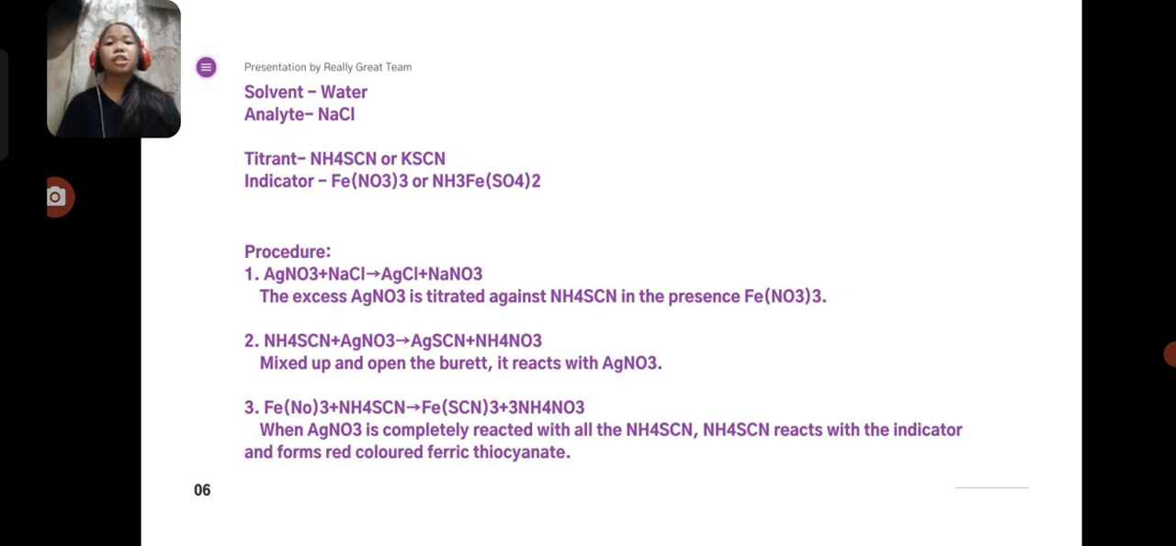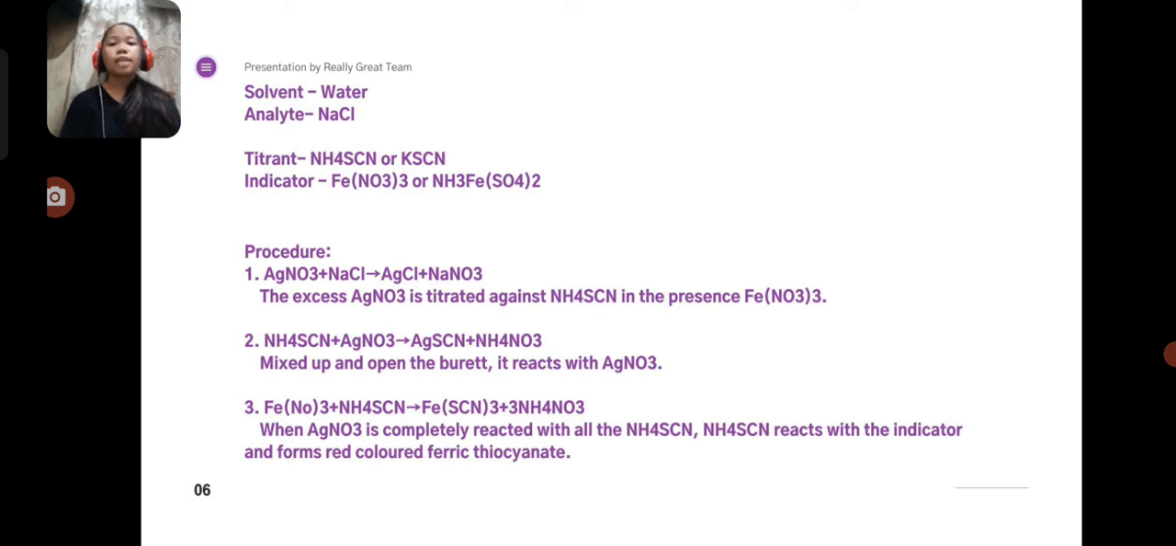In conducting precipitation titration, there is a need for a burette and a conical flask. With Volhard's method, the solvent is water, the analyte is sodium chloride, the titrant is ammonium thiocyanate or potassium thiocyanate, and the indicator is ferric nitrate or ferric ammonium sulfate. For the procedure, the first reaction is the excess AgNO3 being mixed with the NaCl, which forms a precipitate of AgCl alongside NaNO3.